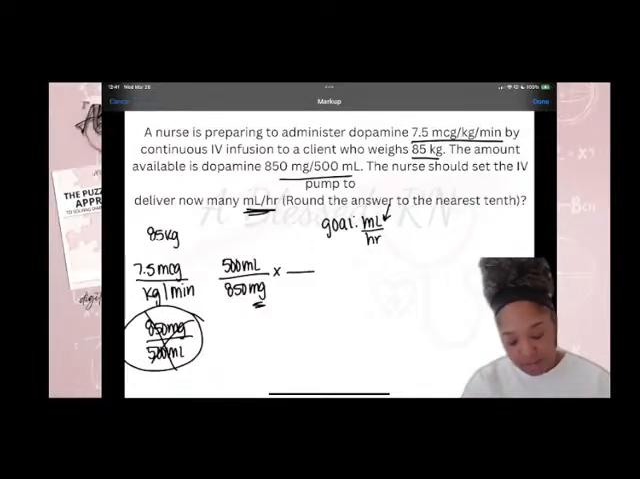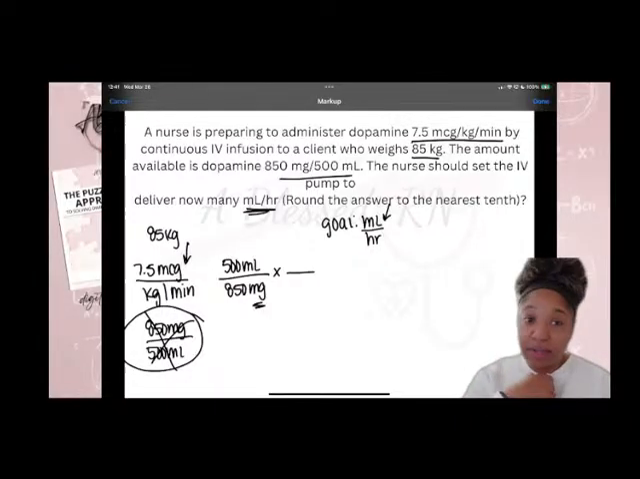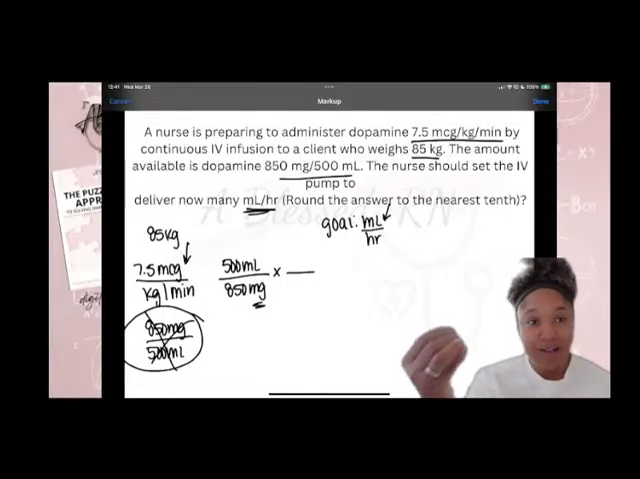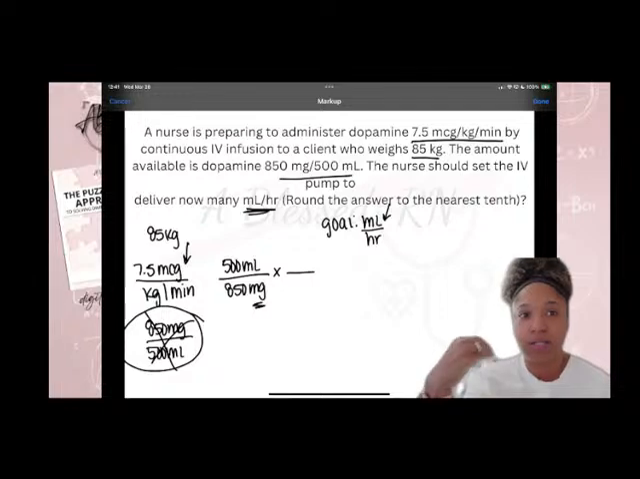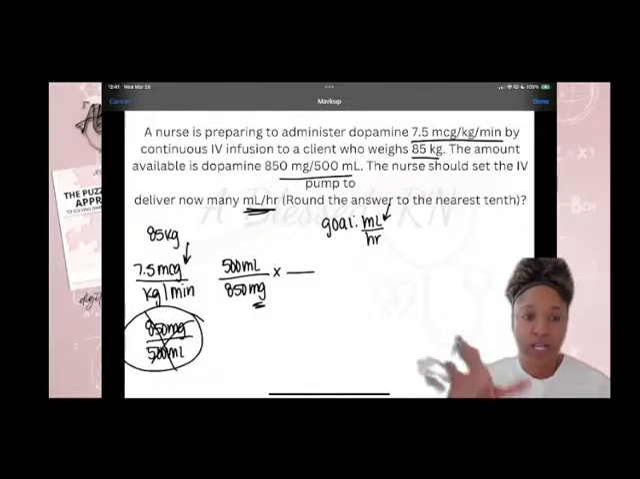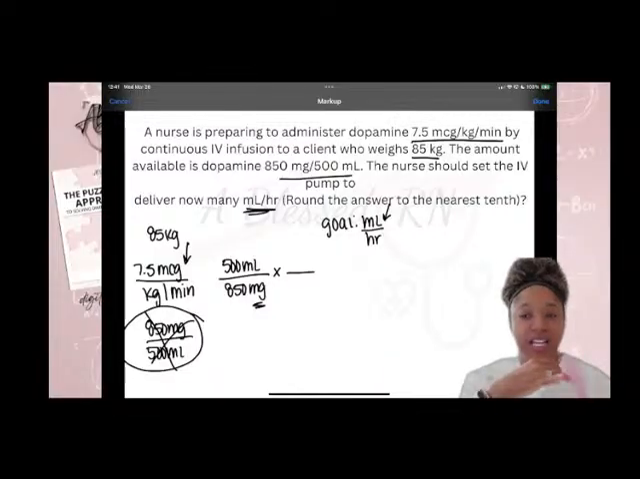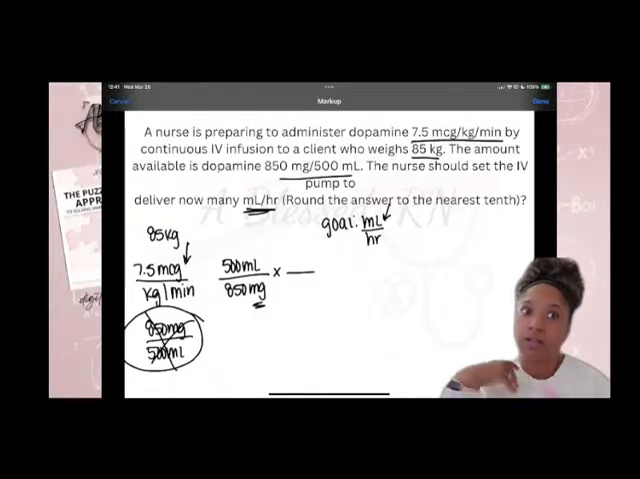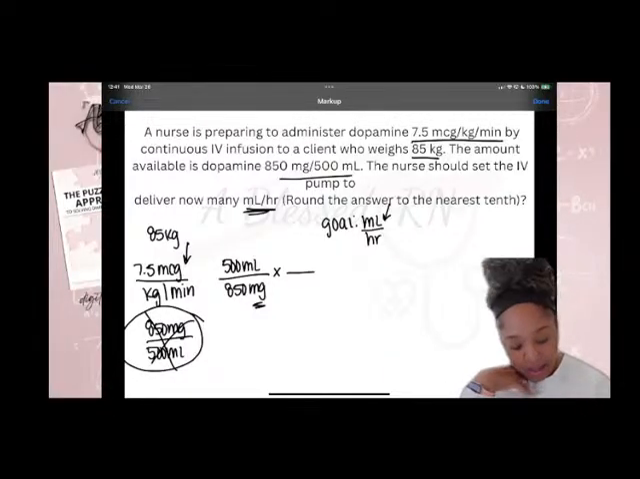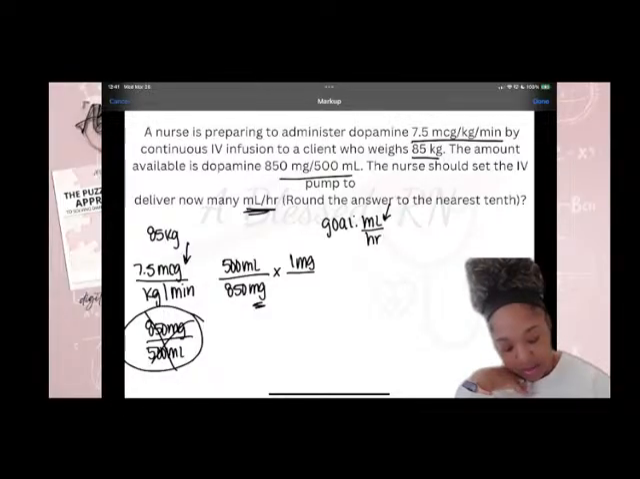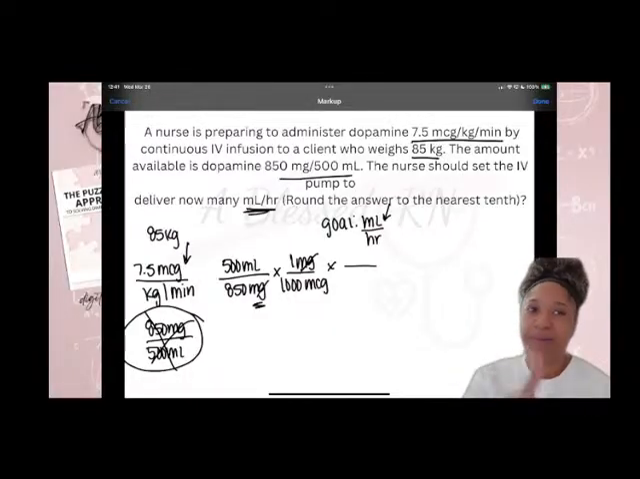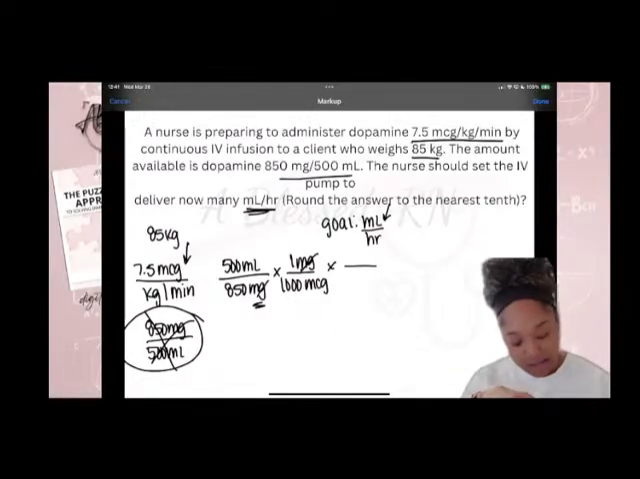I've got micrograms. Can I put a microgram on top of a milligram? No, buddy, because it's smaller. It takes 1,000 micrograms to make 1 milligram, right? So this is where you need to use your conversions. When I say know your metric conversions, know them and know them good, okay? So 1 milligram is 1,000 micrograms. Boom, boom. Now I can put my micrograms at the top, okay?